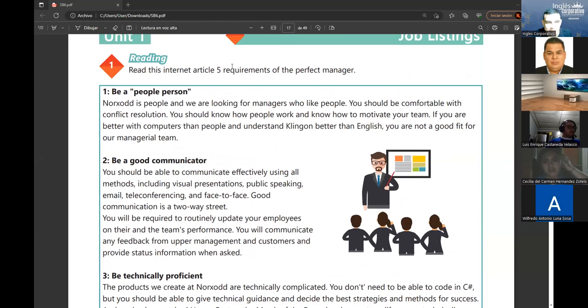Okay, it says be a people person. A people person. Vamos a pedirle a mi Cecilia del Carmen si nos ayuda a leer. Y cuando yo le diga stop, vamos a elegir a otro compañero.